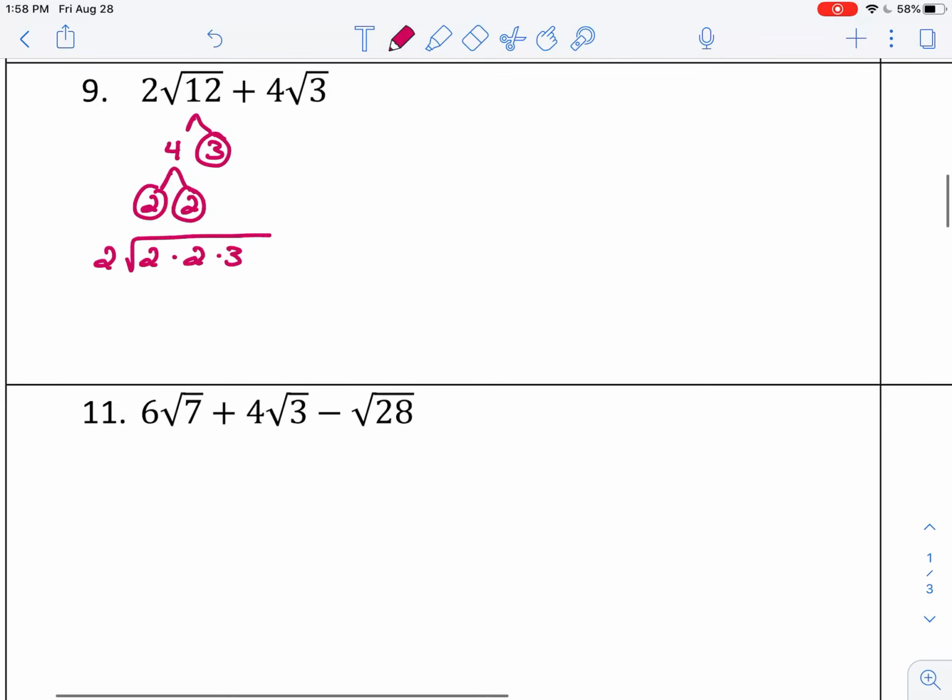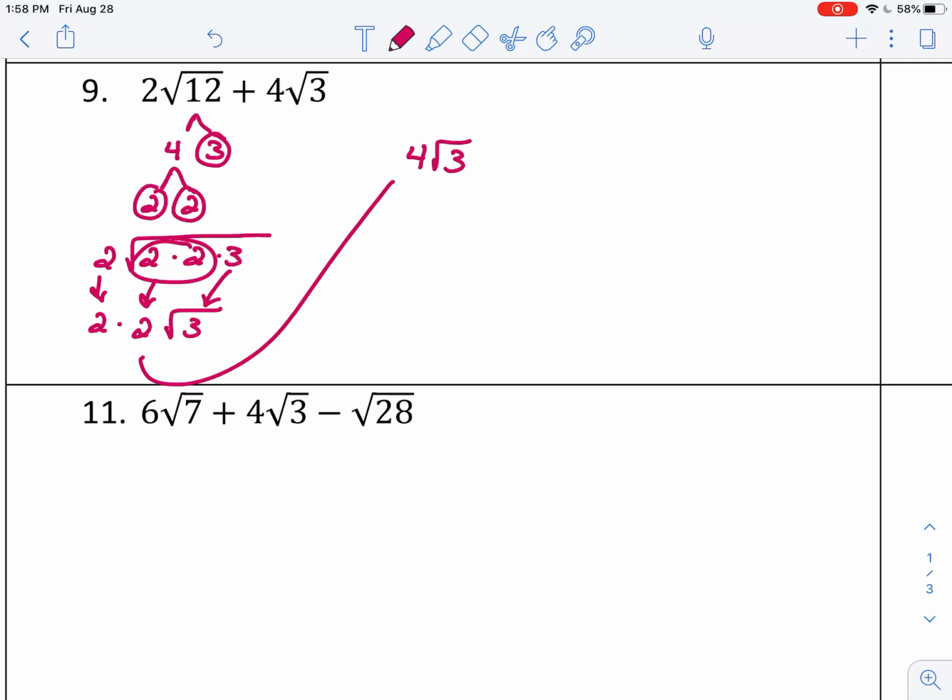So pairs make perfect squares. Square root of 4 is a 2. I have a 2 hanging out front. There's a 3 left over who didn't get paired up. So 2 root 12 is actually 4 root 3. And I'm adding 4 root 3 to this. 4 root 3 plus 4 root 3.